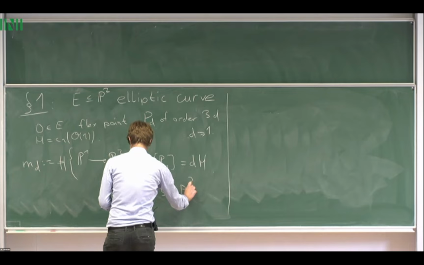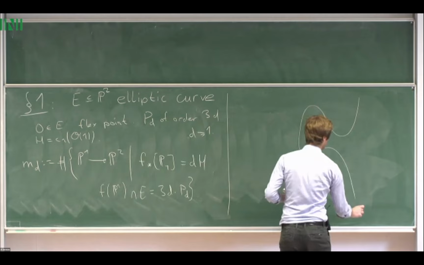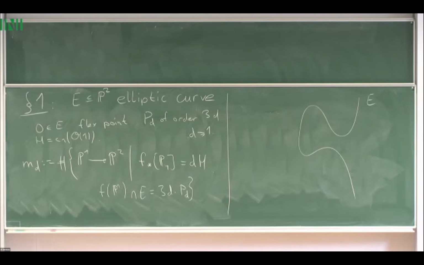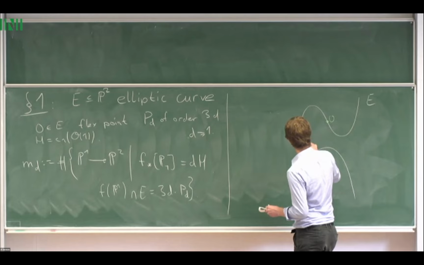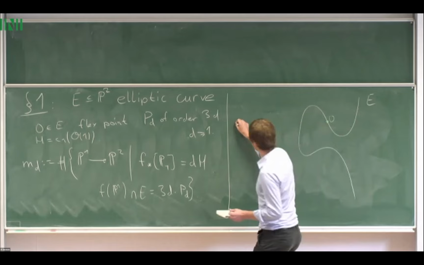I can draw you an image. It's a good time to use some colors. So we choose as our zero element a flex point. Then there's a point of order, let's say 4 here. And then we're counting maps from a P1.